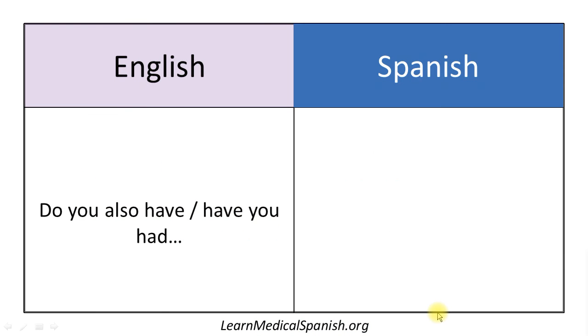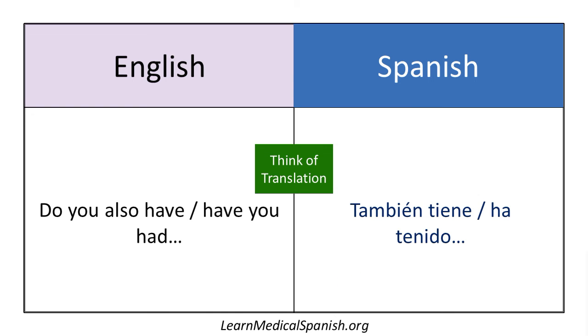All right, so let's go ahead and get into it, the cardiovascular review of systems. We're going to start with this introductory phrase, which is, do you also have or have you had? So think about how to say that in Spanish. It's kind of like 2 different questions, but we're just putting them together. ¿También tiene o ha tenido?